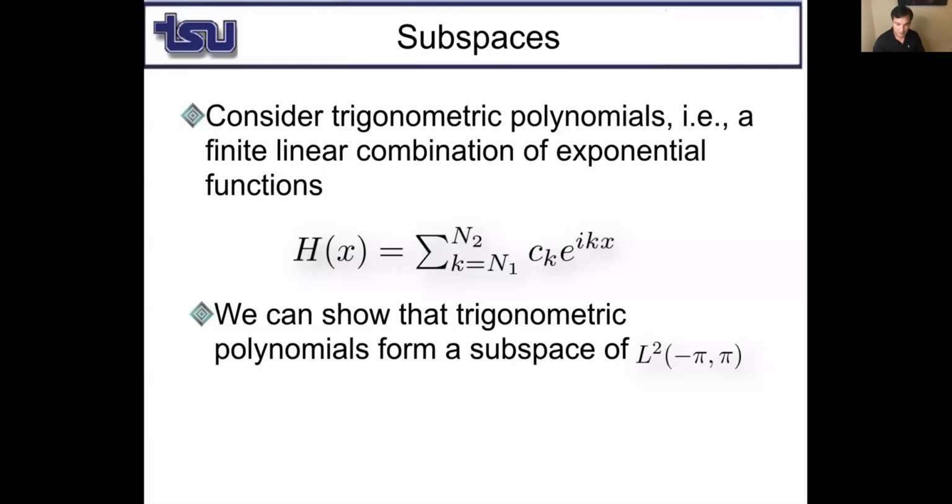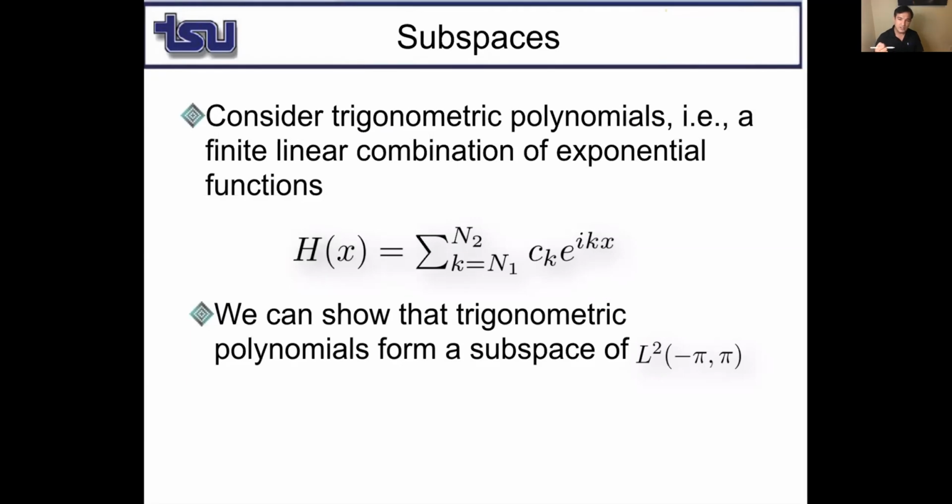Well, I suppose you already know, or if you don't, I can tell you this: e to the i kx is equal to cosine kx plus i sine kx. In other words, an exponential is nothing but a representation with cosines and sines. So that's why we call them trigonometric polynomials. We can show that trigonometric polynomials form a subspace of L2 from negative pi to positive pi.